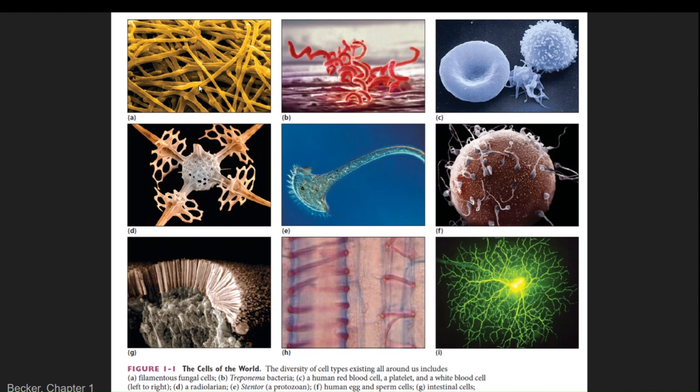The first image is that of filamentous fungal cells, also called hyphae. So hyphae are basically the structures formed by joining of two or more fungal cells, and they together form a meshwork called the mycelium. This next image B is that of Treponema pallidum, the spiral-shaped bacteria that causes the STD syphilis. The next image is that of the three important blood cells found in animals, the red blood cells, the white blood cells, and the platelets.